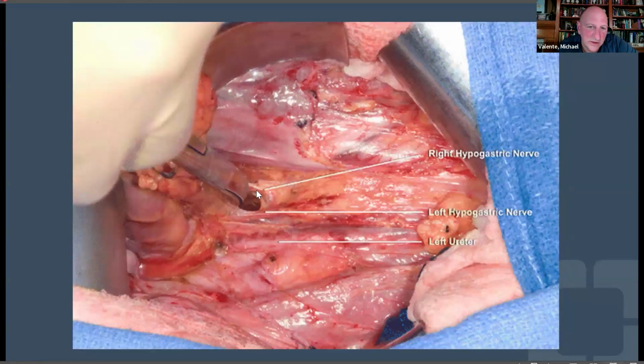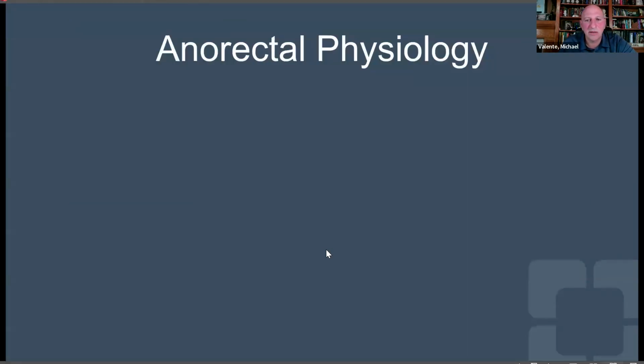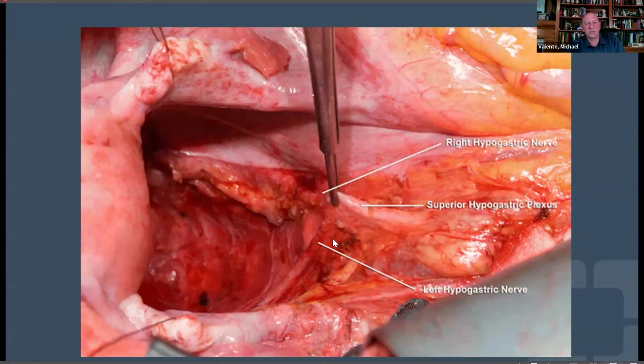Here's another nice view. So there you enter the TME plane. That's the holy plane. Look at those nerves right there. So you're going to be going in this direction now and keeping those down and lateral. Here's another nice view of the superior hypogastric plexus. IMA would have been ligated up here. And then here we have the left and the right hypogastrics. These are the ones that you really see the most during your dissection. These will come down, converge with the splanchnic nerves, and then go anteriorly to then get injured during the anterior dissection, as we talked about.